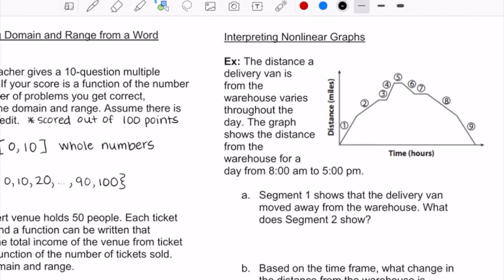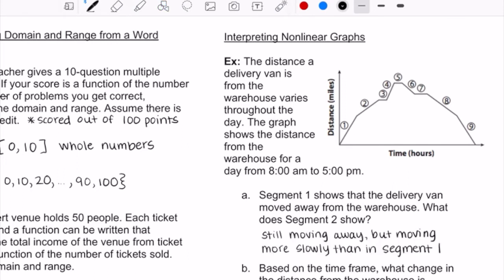Sometimes the graphs that we are interpreting are nonlinear graphs. So in this example, you're given a graph that shows the distance a delivery van is away from a warehouse over the course of time. Segment 1 shows that the delivery van is moving away from the warehouse, and so the first question here for A wants to know what is happening at segment 2. So notice that in segment 2, the slope of the line has changed. The line is not as steep in segment 2 as it is in segment 1.